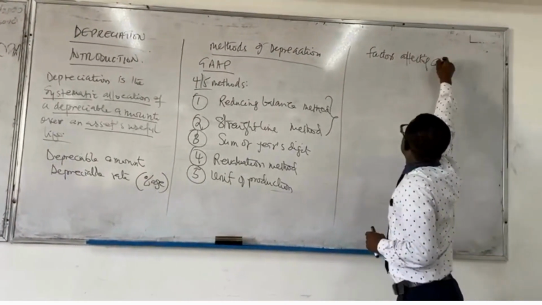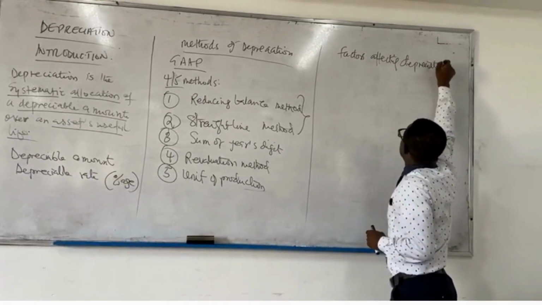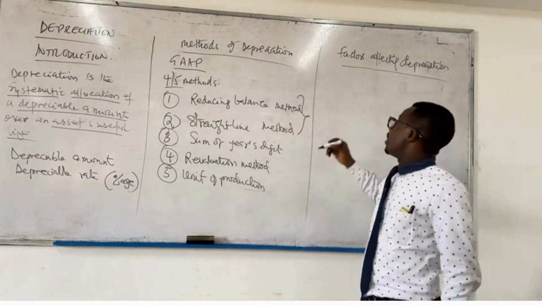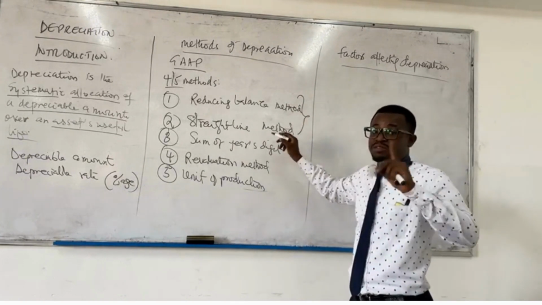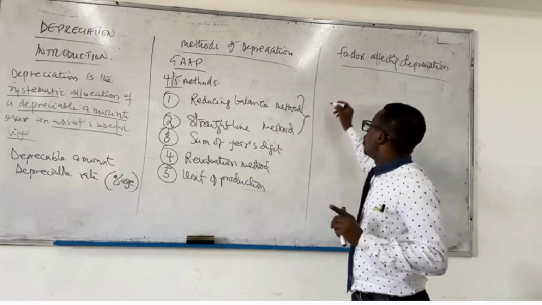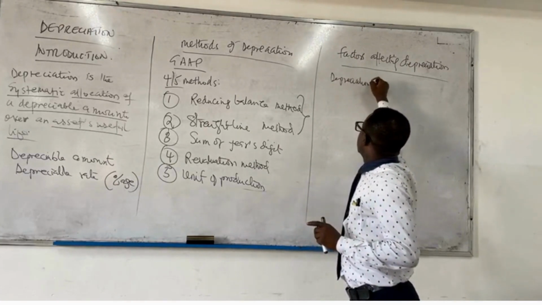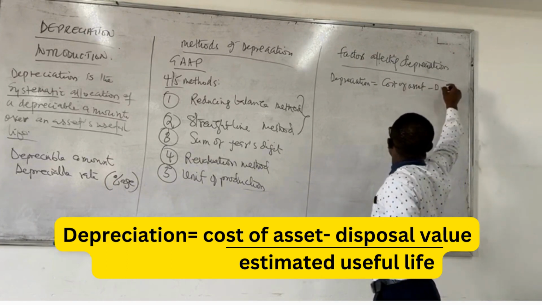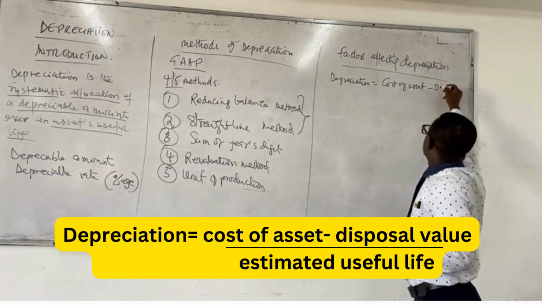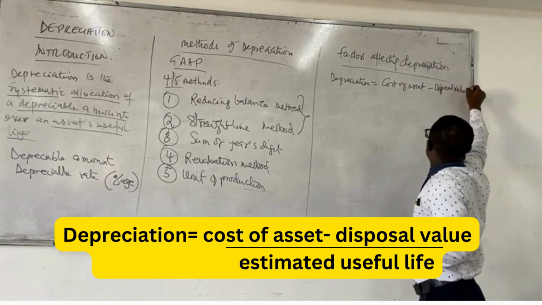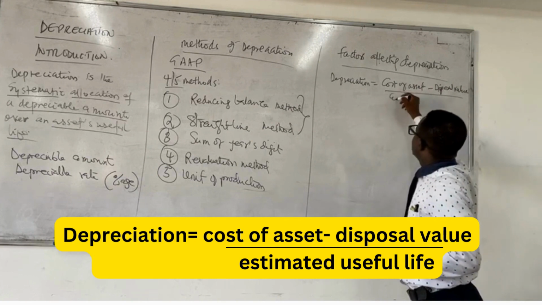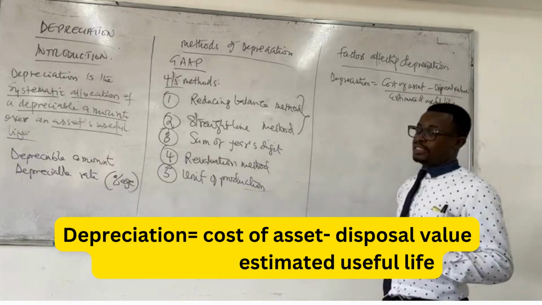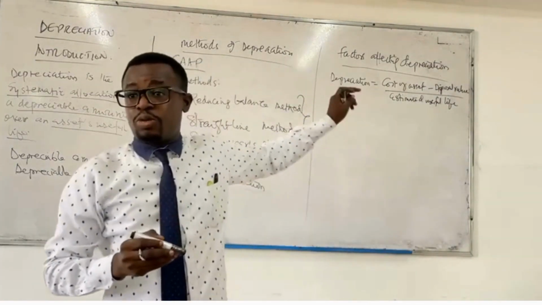affecting depreciation. So basically, if it's in an exam, what you must first do is state the formula, one of the straight line method formulas: depreciation equals cost of asset minus either scrap value or disposal value, all over the estimated useful life. In terms of examination, you can use a pencil and write this on the question paper.